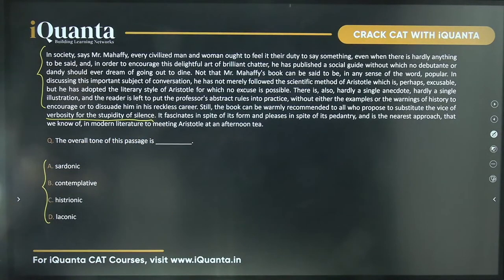It fascinates in spite of its form and pleases in spite of its pedantry, and is the nearest approach that we know of in modern literature to meeting Aristotle at an afternoon tea.